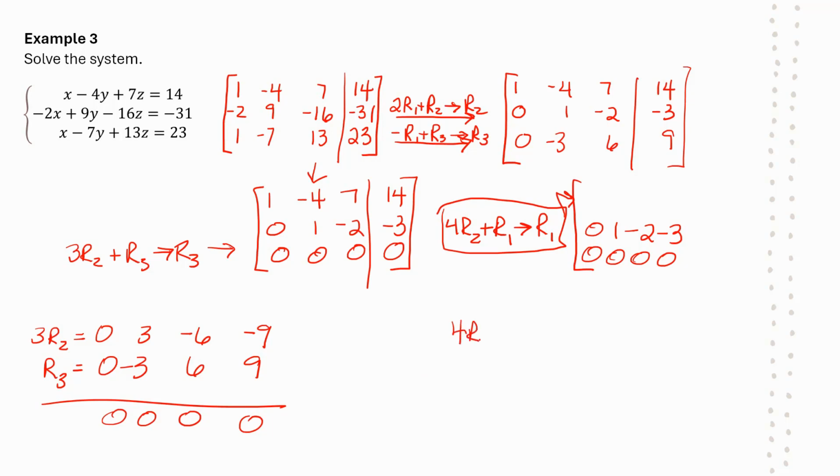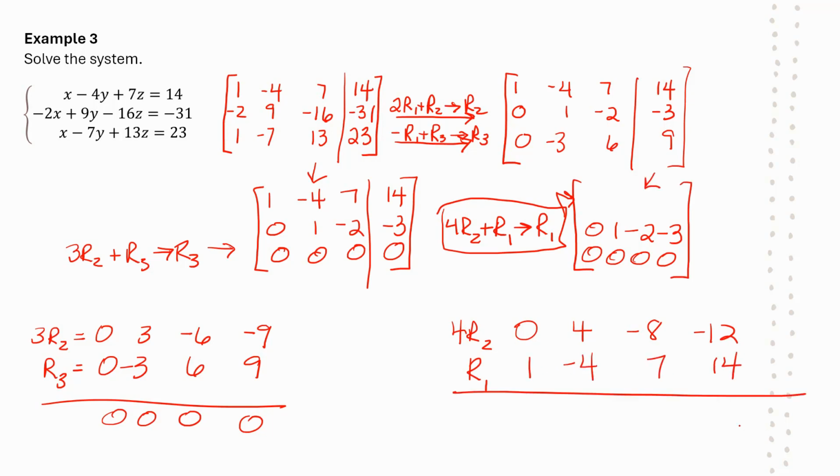We've got 4R2. So that is 0, 4, -8, -12. And we're going to add that to R1, which is 1, -4, 7, 14. So we're going to have 1, 0, -1, 2. And that's going to be our new first row. So 1, 0, -1, 2.